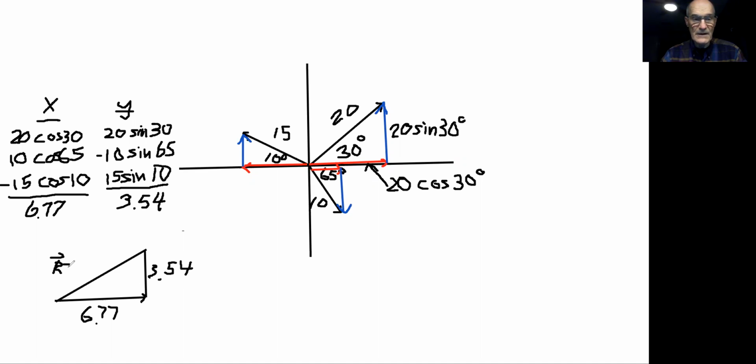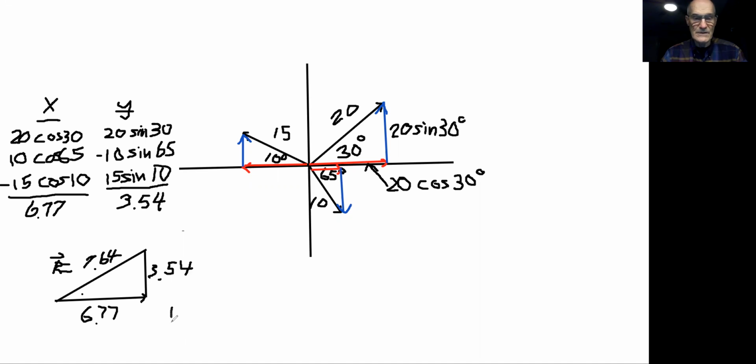So then I can come in here. Now, to find the magnitude, I use the Pythagorean theorem. So I do the square root of 6.77 squared plus 3.54 squared, and I get an answer of 7.64. So my hypotenuse here is 7.64.